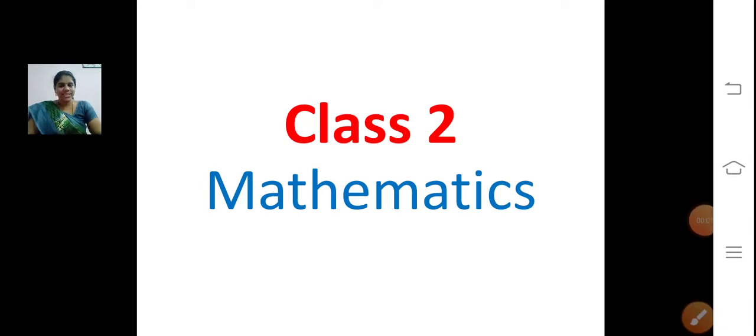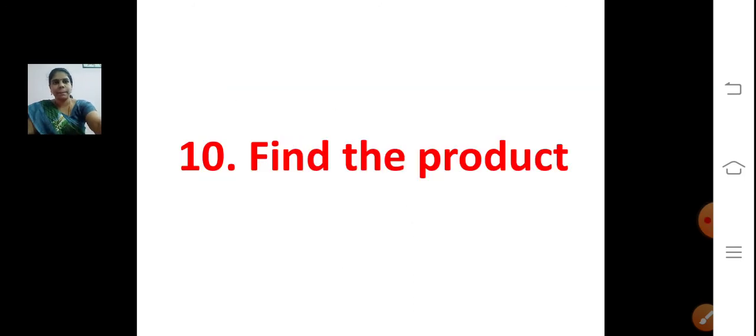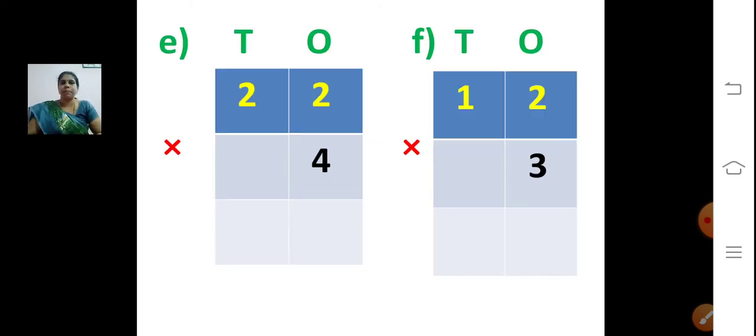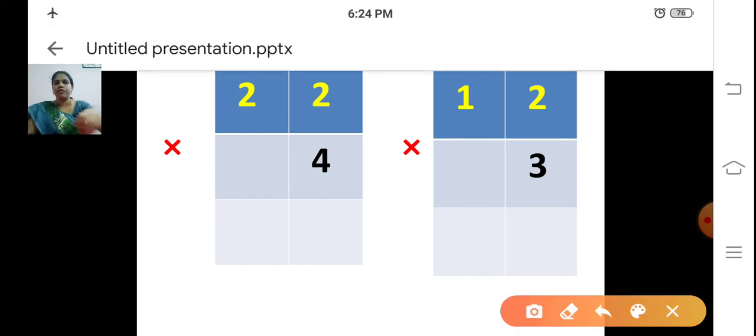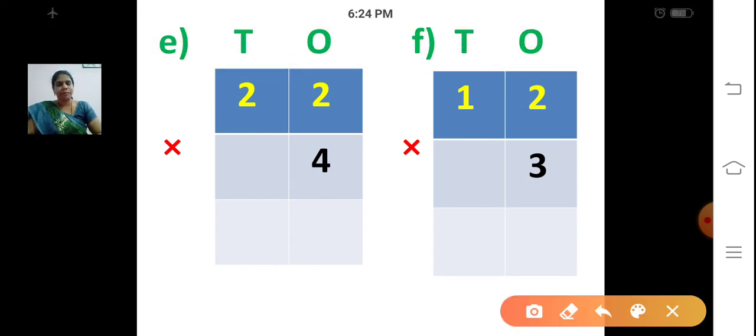In today's maths class, we are going to continue with the multiplication sums. Find the product. Number 10, find the product. So we are going to multiply. The sum is, we are going to multiply 22 into 4. Shall we multiply this? Yes.